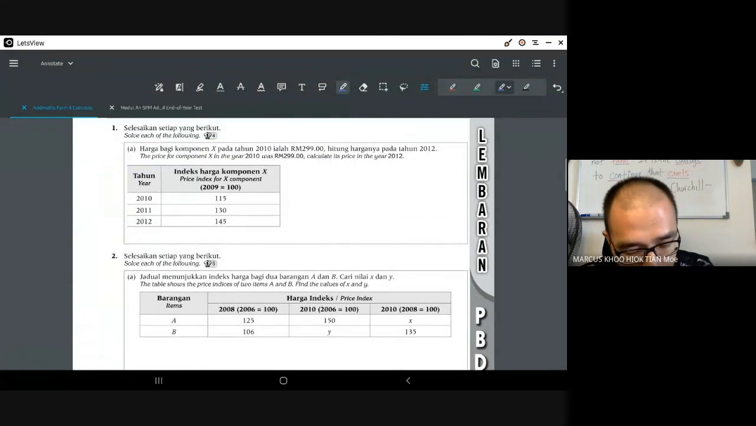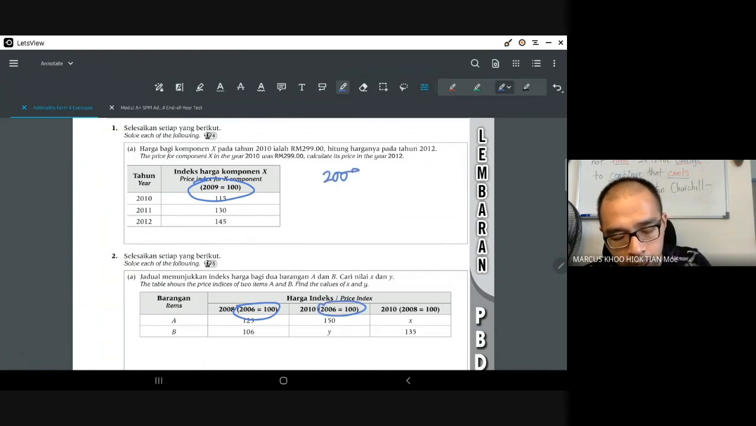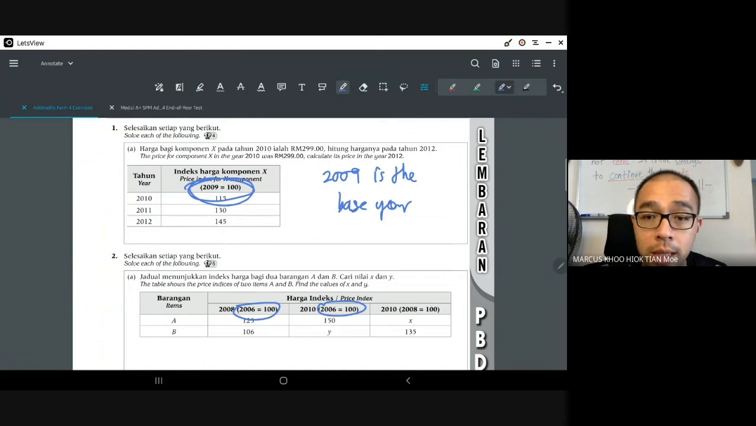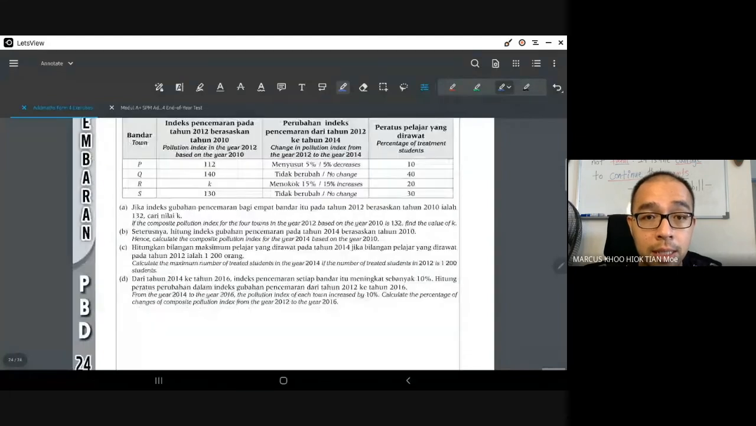Just want to let you know, what does this mean? 2009 equals 100. This is the same thing as 2006 equals 100. What it means is that 2009 is the base year. That's what this means. 2009 equals 100 means 2009 is the base year. So take a look at these 3 questions and please answer them as your revision for today.